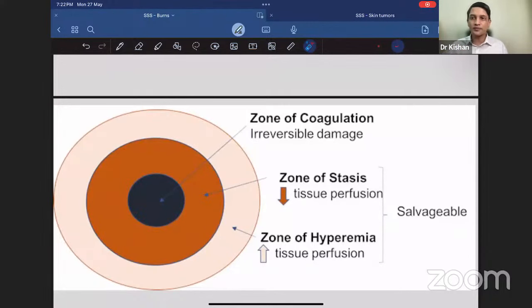The outermost one is the zone of hyperemia, where the cutaneous vasodilation occurs and there is perfusion, hyperemia. This is the one which is salvageable, already not in danger, we can say. The middle one can be salvaged by timely intervention. So these are the three zones of Jackson at the local area of burn injury. This is again a 3-marker asked: which are the zones of burn injury or Jackson's zones. It can be a question again like that.